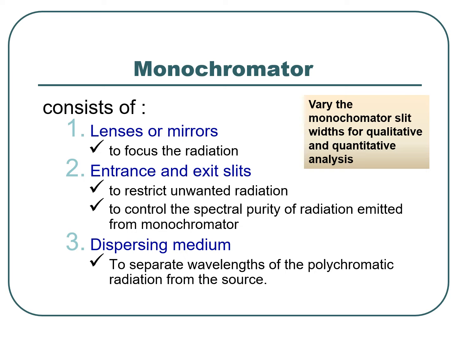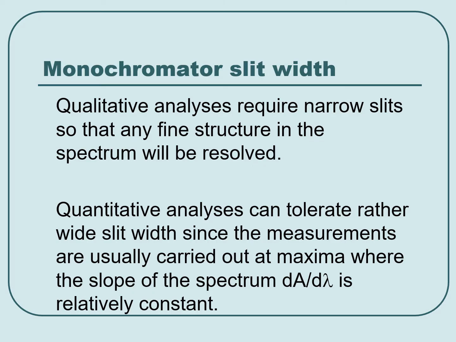Now class, a monochromator consists of lenses or mirrors. The function of lenses or mirrors is to focus the radiation. Apart from that, it consists of entrance and exit slits, which restrict unwanted radiation and control the spectral purity of the radiation emitted from the monochromator. It also consists of the dispersing medium, which separates the wavelengths of the polychromatic radiation from the source.